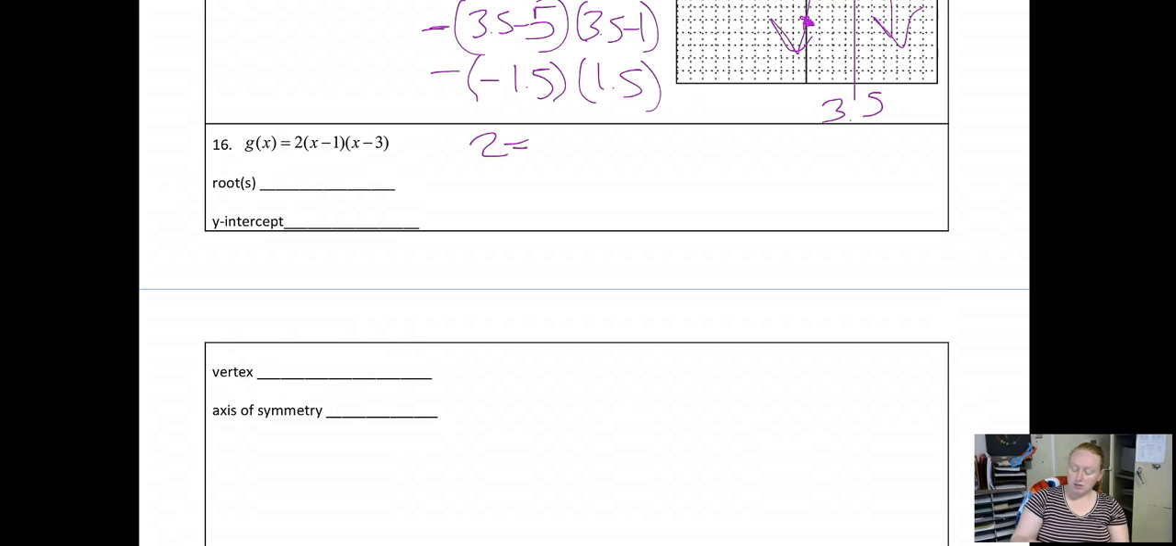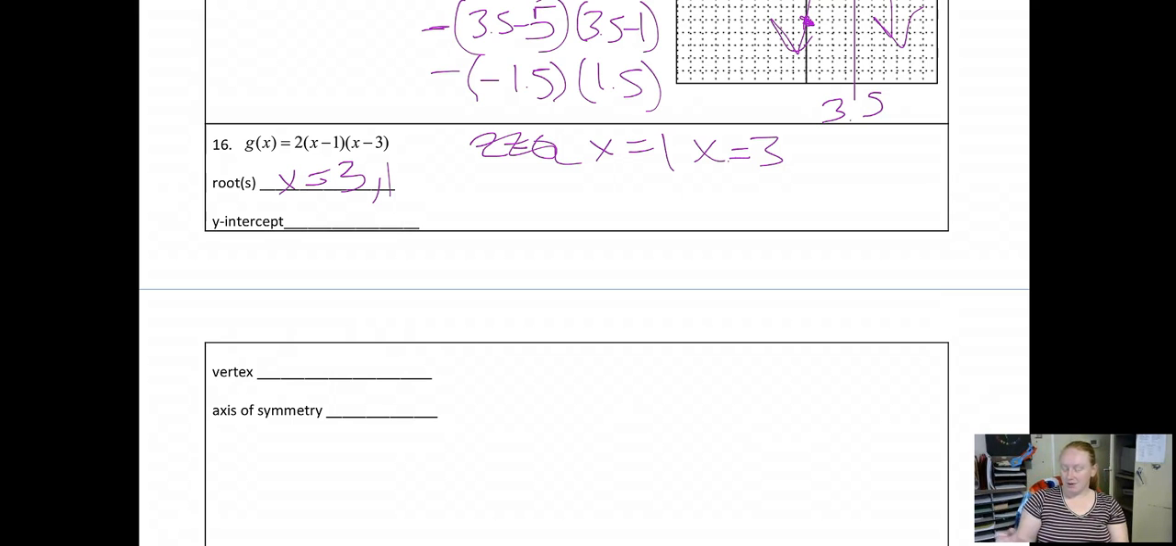I need you to show me 2 equals 0 and show me that you know that that's not true. I need you to show me x equals 1 and x equals 3. So those are my roots, x equals 1 and 3.